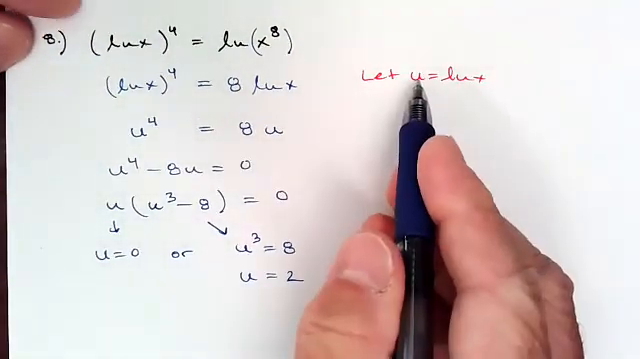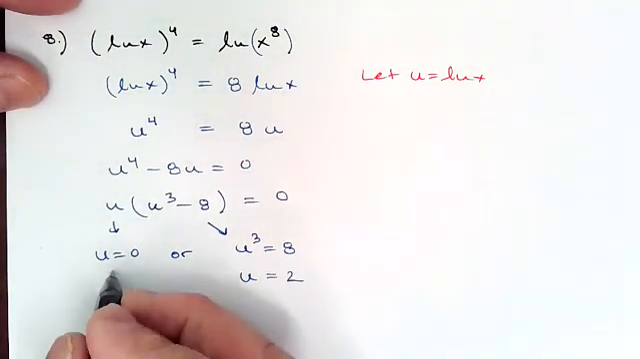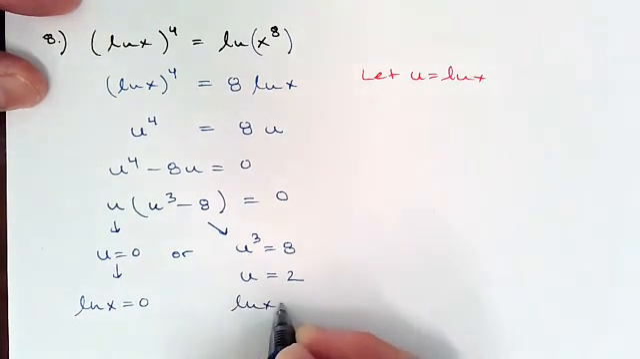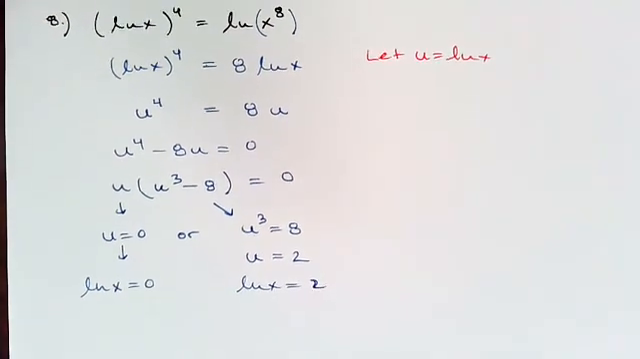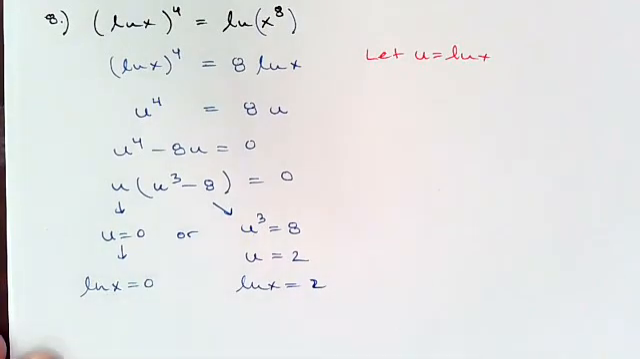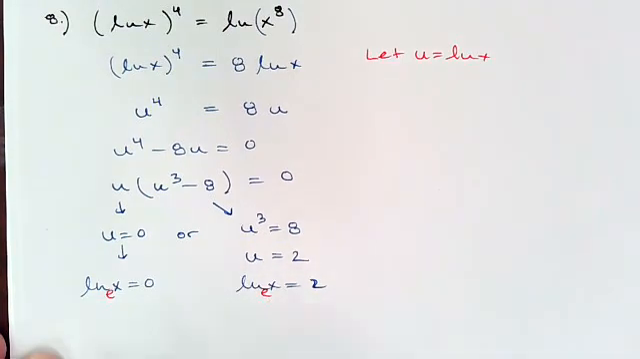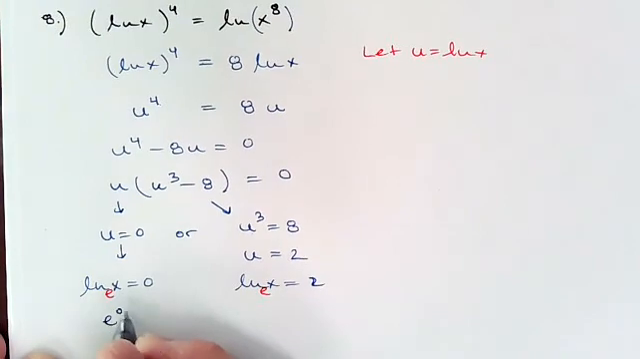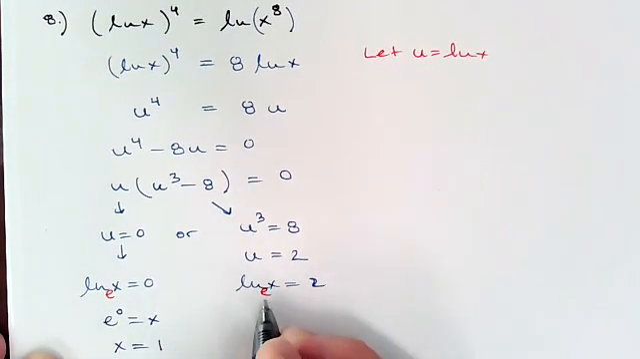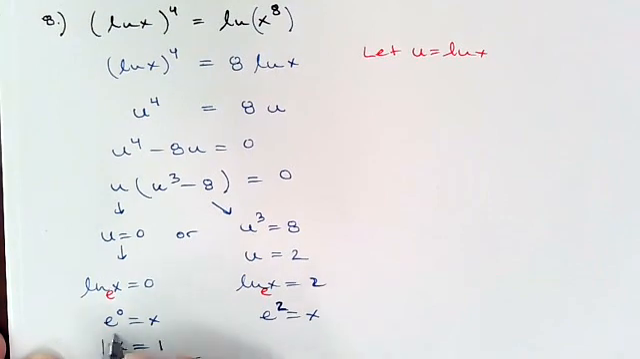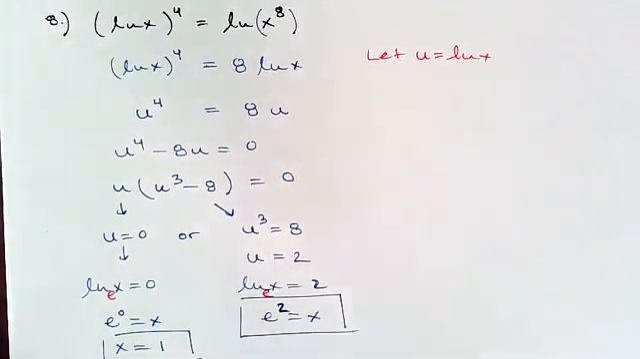The last step now, though, is I want answers for x, not for u. So if I replace now, this says ln of x equals 0, and this says ln of x equals 2. To get an answer for x, I can just put this in exponential form. My invisible base is e on both of these. So the exponential form here is e to the 0 equals x, which is 1. And here I have e squared equals x. Remember that e squared is a number. It's fine to leave it like that. You don't have to punch it into a calculator or anything. So you actually have two answers to this particular problem.